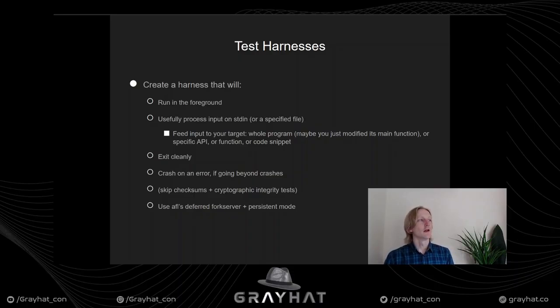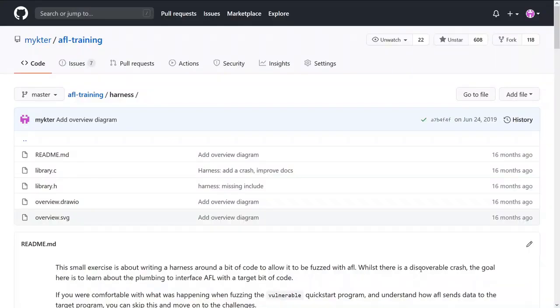And then finally, your harness wants to use some of the cool features that AFL has to make it run faster. So these are the deferred fork server and persistent mode, which we're about to explain. It doesn't have to use these things, but if you do, you're going to find more bugs because it'll run faster. Okay, so this is the harness walkthrough.